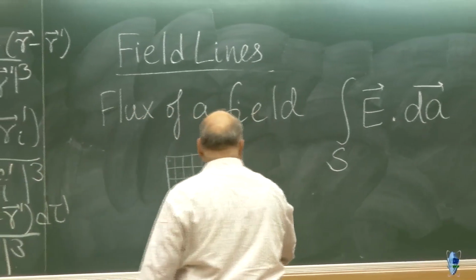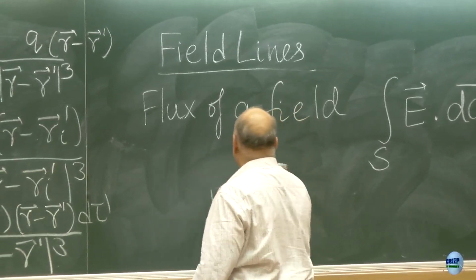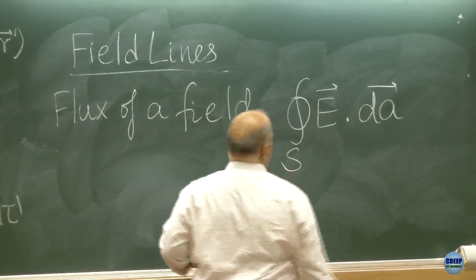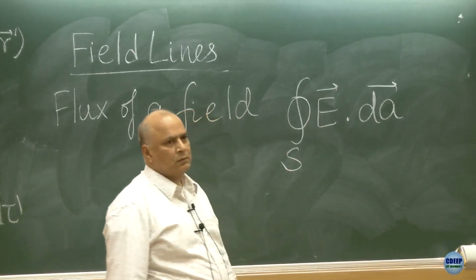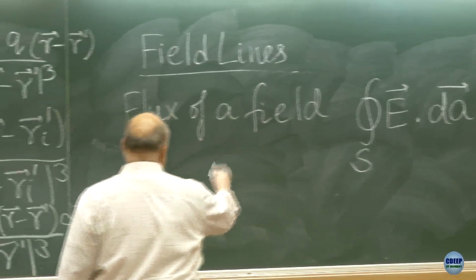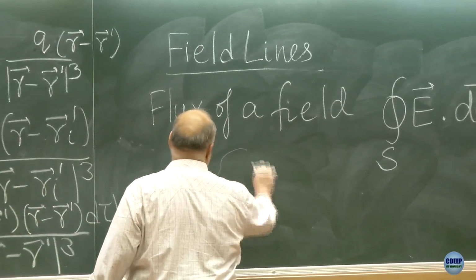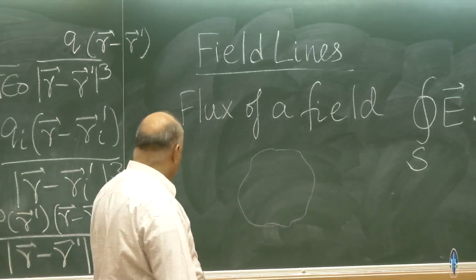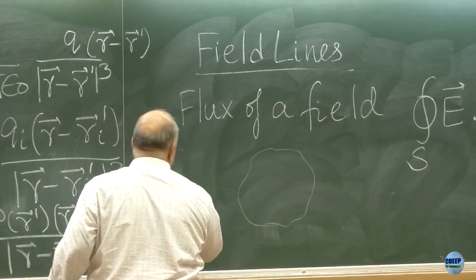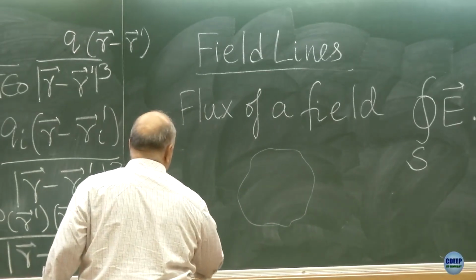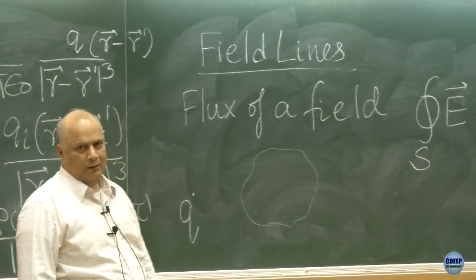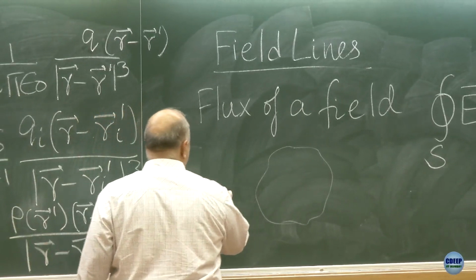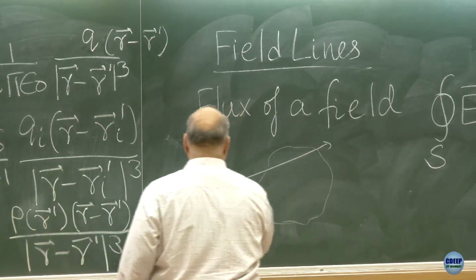Having said that, now let us consider a closed surface. I mean, it's difficult for me to draw a closed surface, but let's consider a surface like that. And for example, let me consider a point charge here. The field lines from this point charge, they go like this.